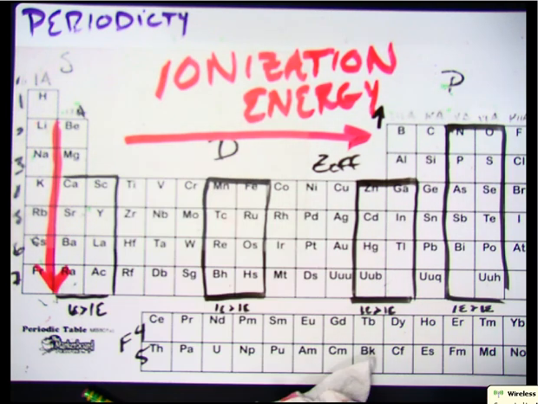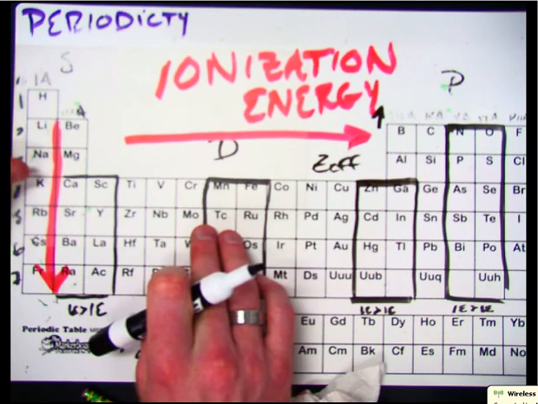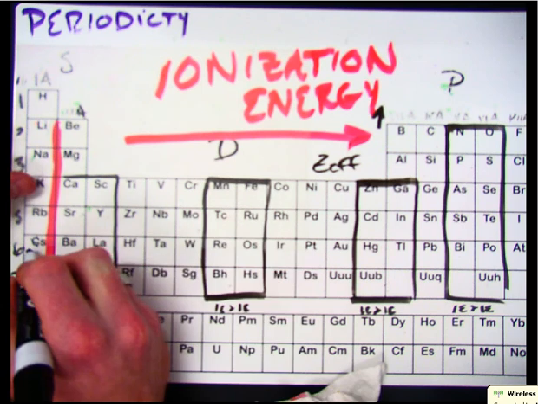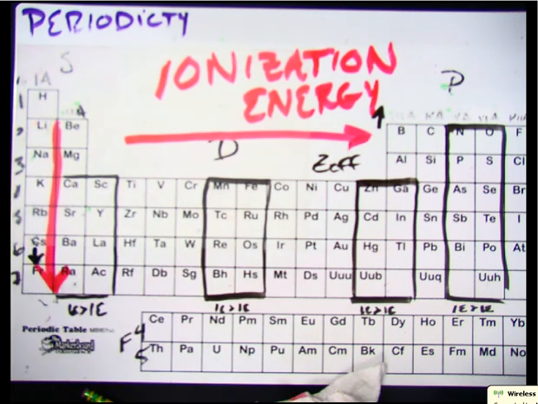As you go down the periodic table, you're moving further and further from the nucleus. The further you are from the nucleus, the more electrons you have, the more energy you have. Therefore, it requires less energy to remove you from the atom. And so as you move down the periodic table, first ionization energy decreases.